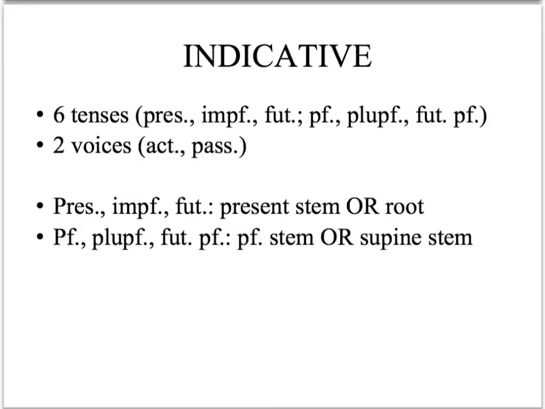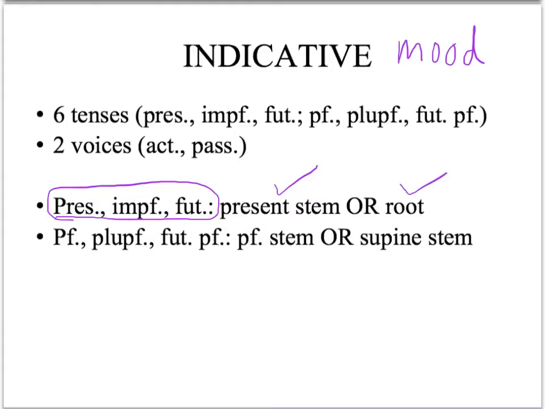Once again, the indicative mood is used to express facts. There are 6 tenses of the indicative, and there are 2 voices. So a verb could be present active or present passive. Could be any one of these 6 tenses, either voice. To form the present, imperfect, and future tenses, we're going to be using either the present stem, infinitive minus the last 2 letters, or the root, infinitive minus the last 3 letters. To form the perfect, pluperfect, and future perfect tenses, we're going to be using either the perfect stem or the supine stem.